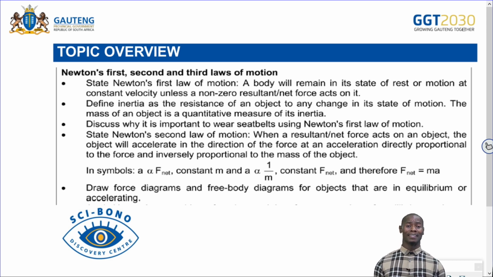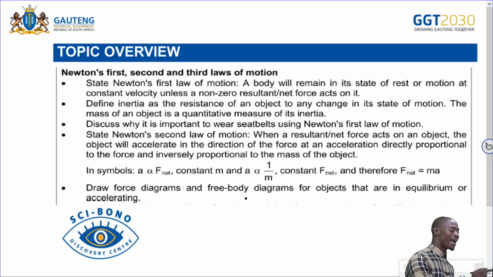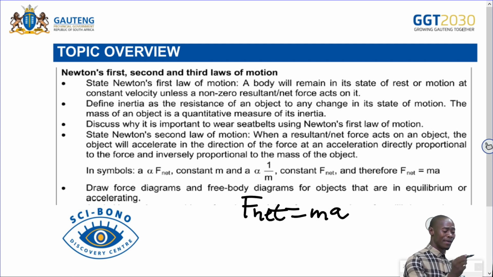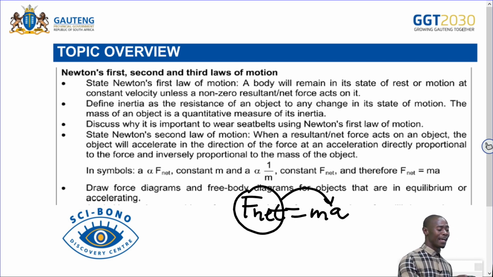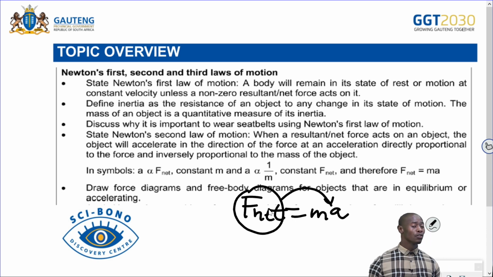So please, learners, be careful again when it comes to this part of acceleration. It is the acceleration that is directly proportional to the force, not the net force. All right, so in most cases, we'll find learners using F net equals to what? Yes, ma, right? Then they'll say net force is directly proportional to acceleration and inversely proportional to mass. So that is not actually correct, okay? So we need to make sure that we state it correctly.